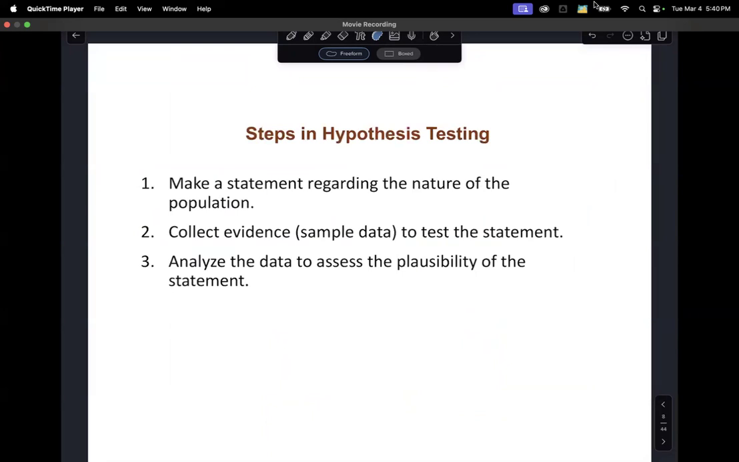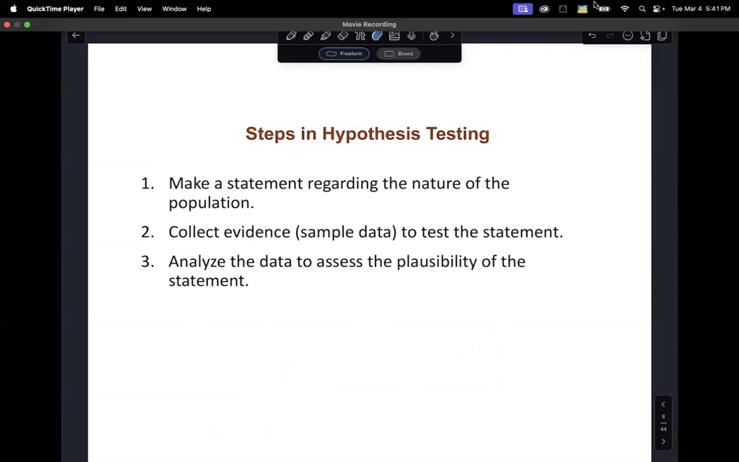So here are our steps for hypothesis testing. The first thing you're going to do is make a statement regarding the nature of the population. Usually, this would be something that is already out there, a study that is already out there. So it could be something like, on the Mars website, it shows that 13% of all M&Ms are red. I don't know, I just made up that number, but the Mars website says 13% of all M&Ms are red. I think that there are more than 13% red M&Ms in each bag.